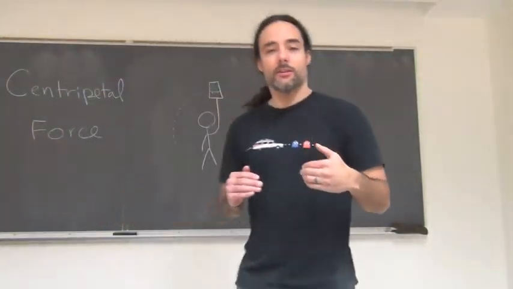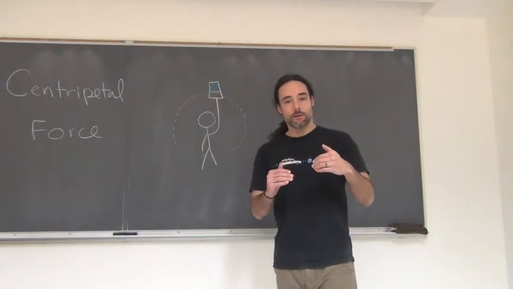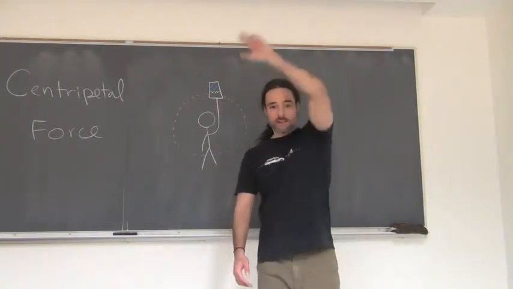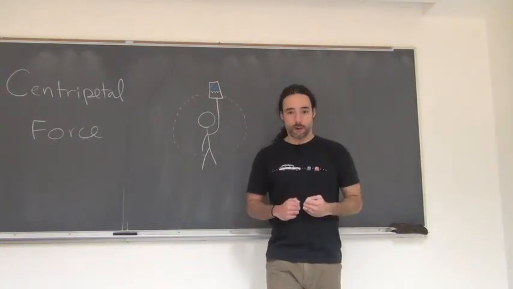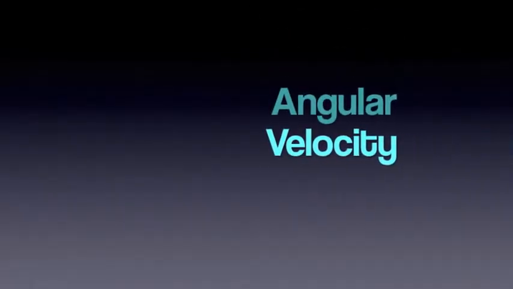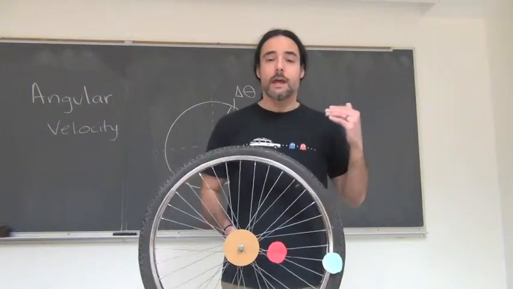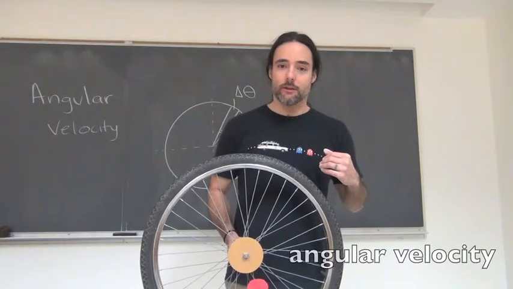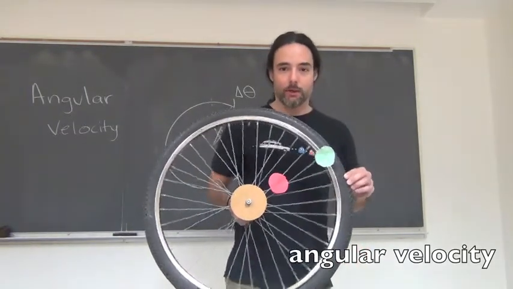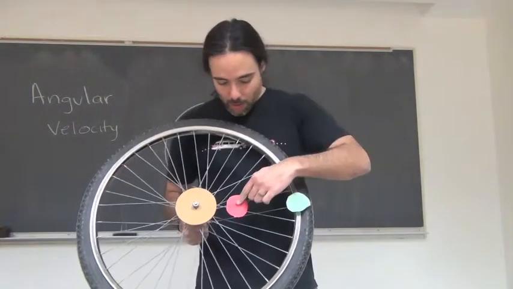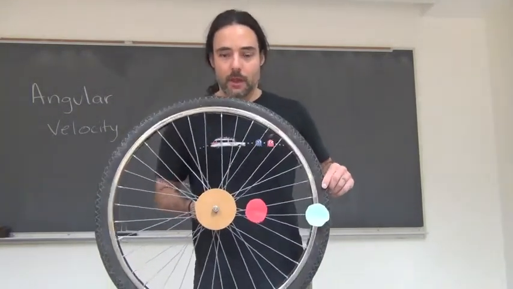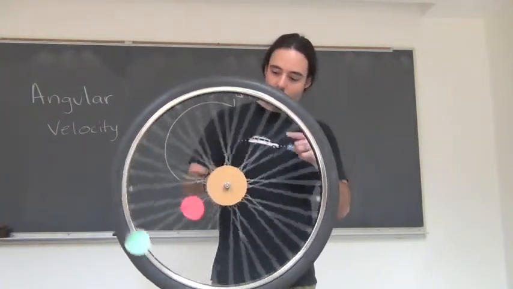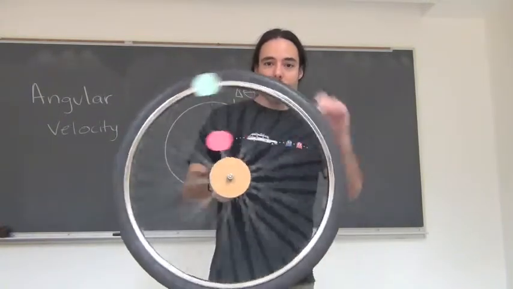So why is it that when I spin the water in a circle, and it's upside down when it's above my head, none of the water comes out? To figure out why the water does not come out of the cup, I want to talk about something called angular velocity. I have here a bike wheel, and taped to the bike wheel are these red and green dots. If I just spin my bike wheel around, you can see those red and green dots going around.